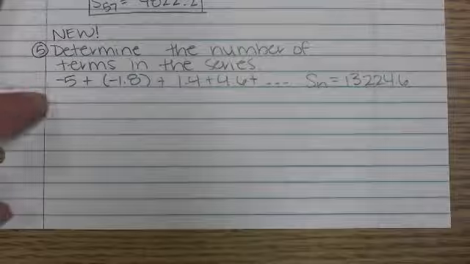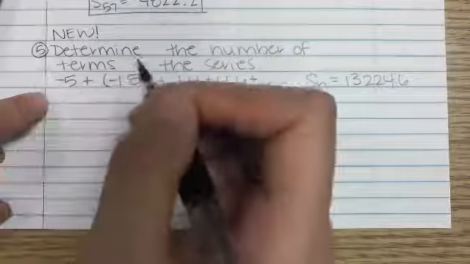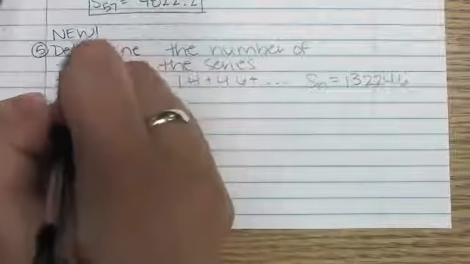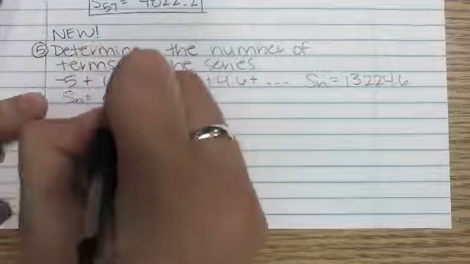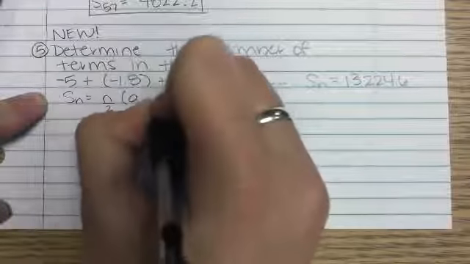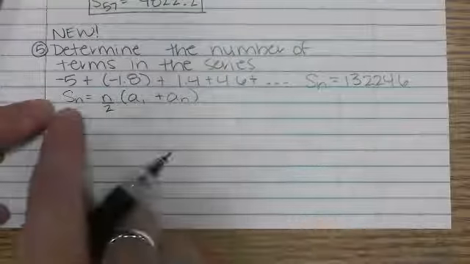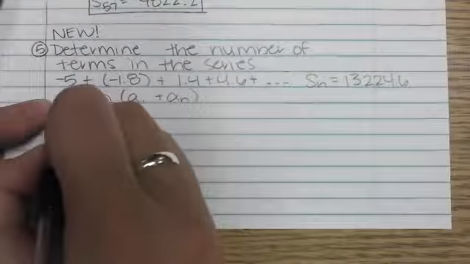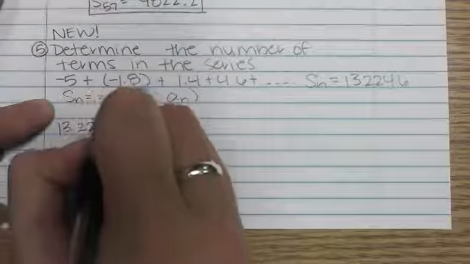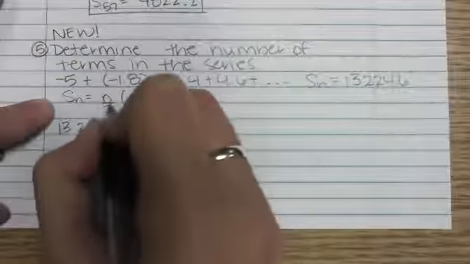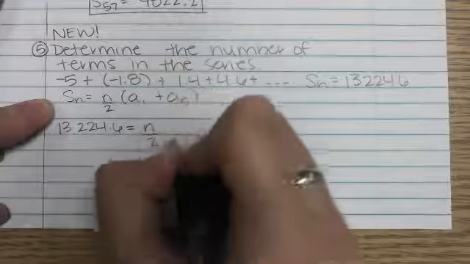So if I'm thinking of the formula, on these it kind of helps me out to write down the formula. S sub n equals n divided by 2, first term plus the last term. So, S sub n, I know what that equals. That's 13,224.6. N divided by 2, I have no idea what that n is.